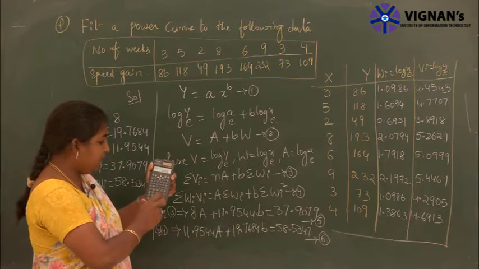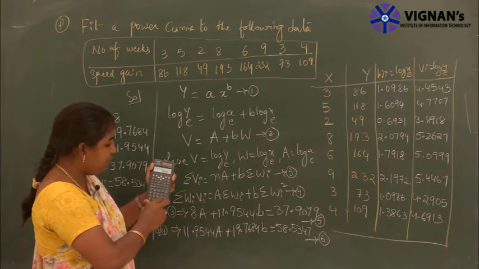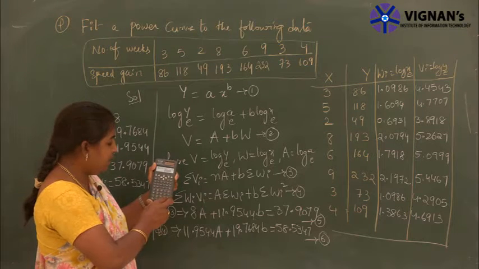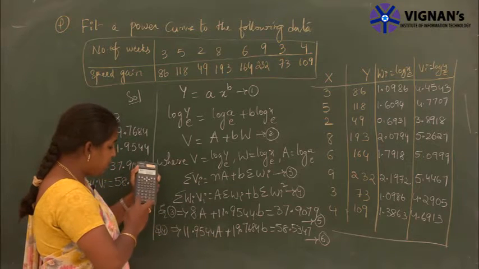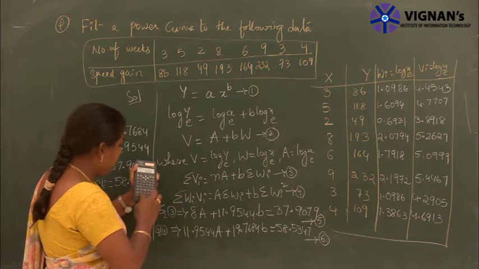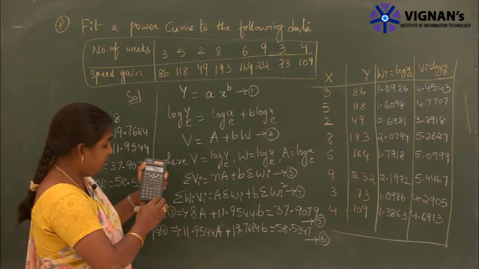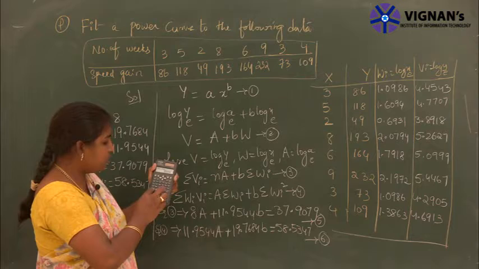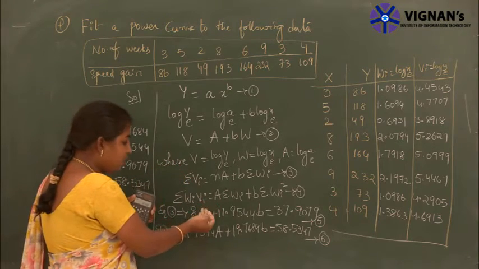So that is 8 equal to 11.9544 equal to 37.9079 equal to. Next, A2 means the second equation, A coefficient, 11.9544 equal to 19.7684 equal to 58.5347 equal to. We get X, which means here the unknown is A.